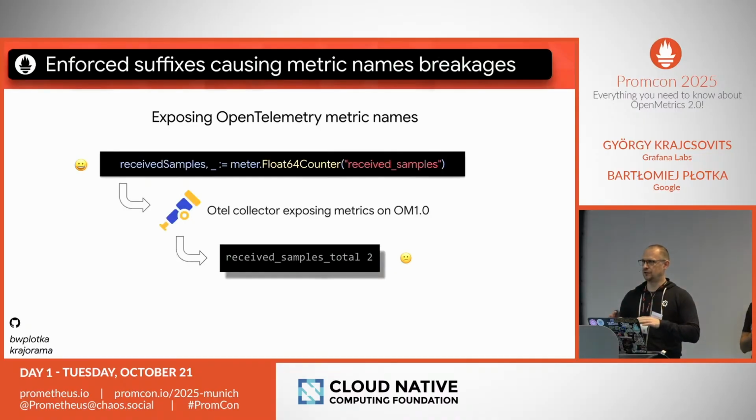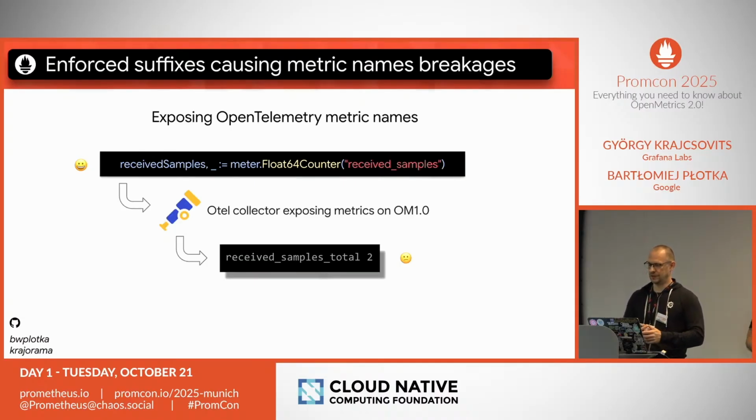The other motivation to touch the rules around suffixes is what we already mentioned, OpenTelemetry, where you define a receive samples counter in the OTel SDK, you push that metric to the collector, and when you expose it on Prometheus, on OpenMetrics 1.0, you get the total suffix. And this can be quite confusing.